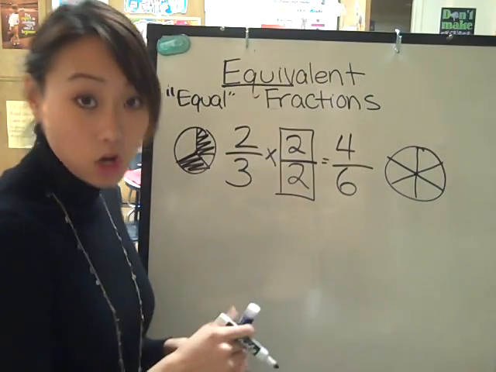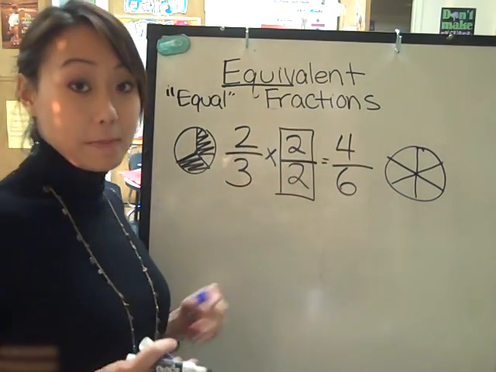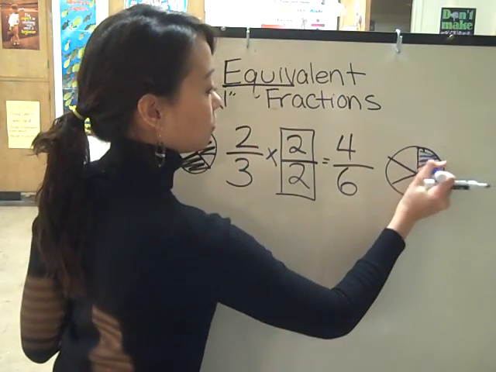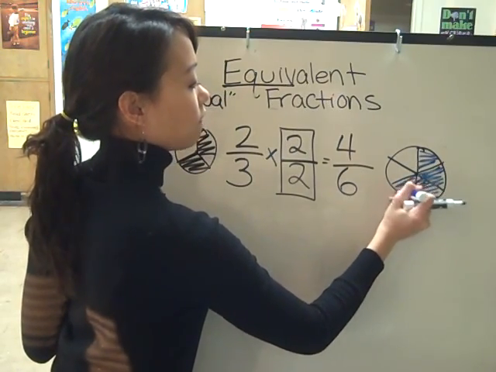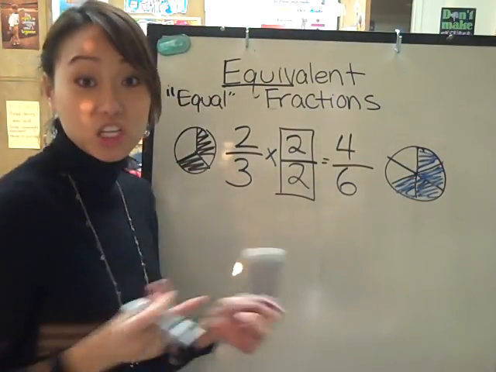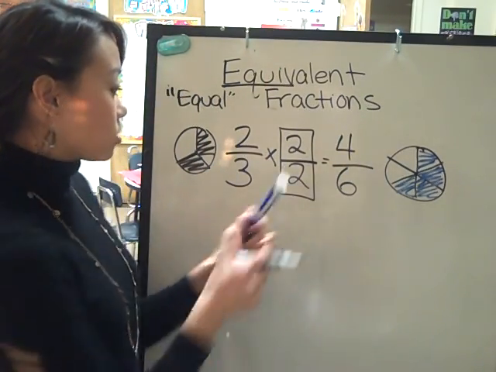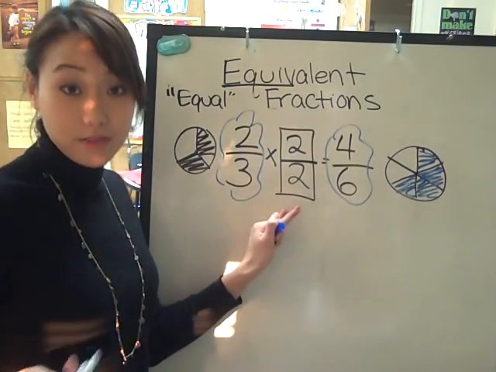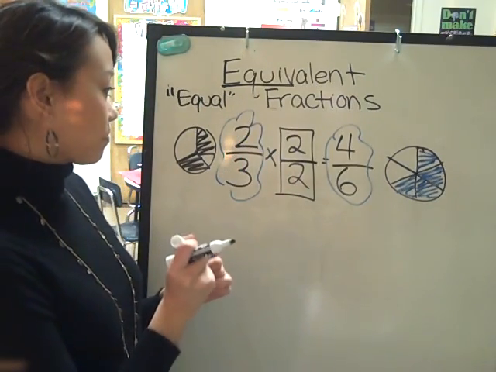And this recipe card told me if I eat 4 slices, I will be eating the same amount as if I ate 2 out of 3. So let's see. 1, 2, 3, 4. Looks pretty equivalent. And I got equal fractions, 2 new equal fractions, by using my recipe card. Multiplying the same on the top, multiplying the same on the bottom.